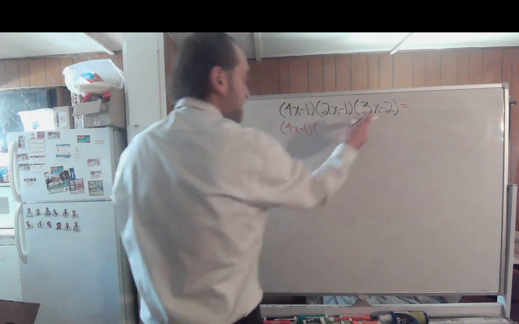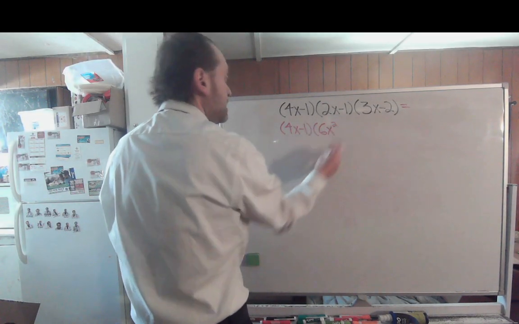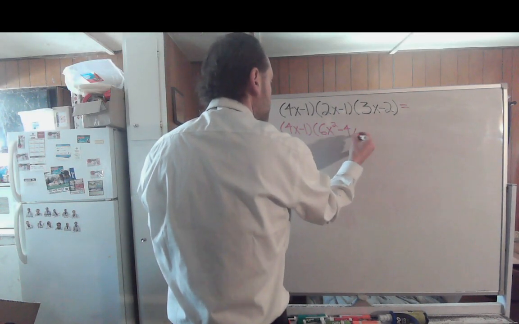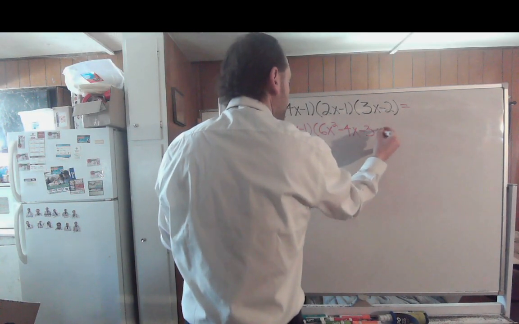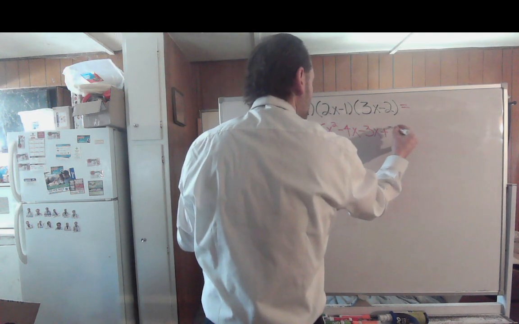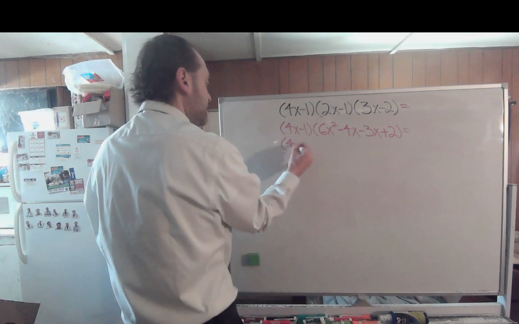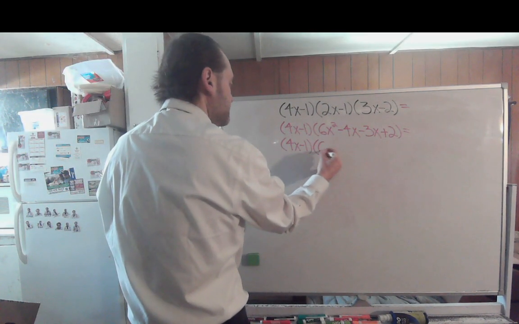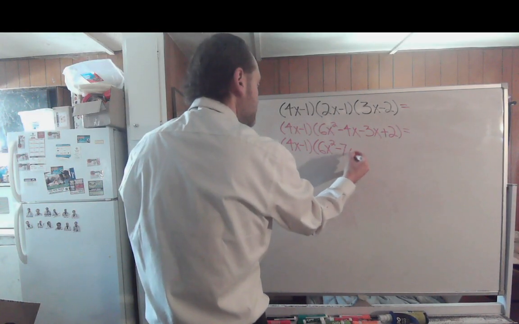So 2x times 3x, that's 6x squared. Then 2x times negative 2, that's going to be minus 4x. Then negative 1 times 3x, that'll be minus 3x. Then negative 1 times negative 2, that's plus 2. So this will simplify into the quantity of 4x minus 1 times the quantity of 6x squared minus 7x plus 2.